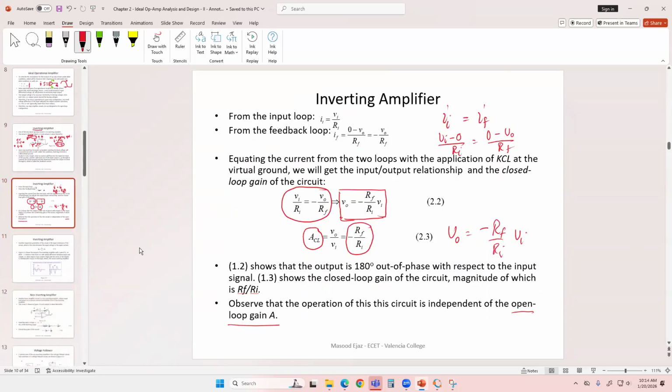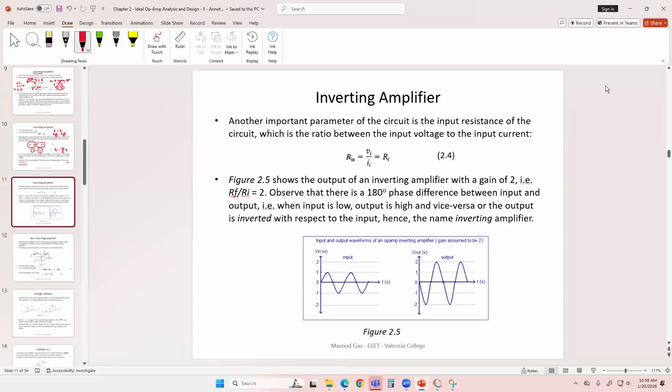Okay, let's go ahead and take a break now and then continue our discussion after the break. All right, guys, so we're going to go ahead and continue with the discussion of the inverting amplifier.